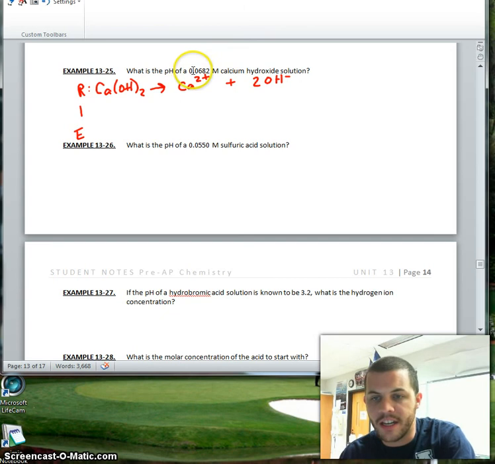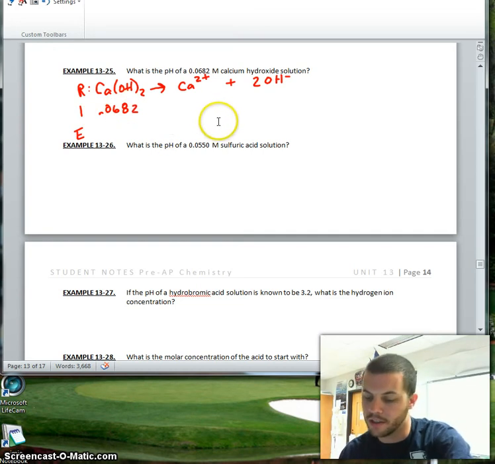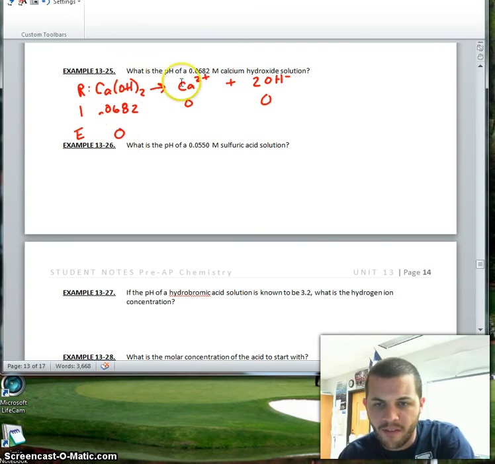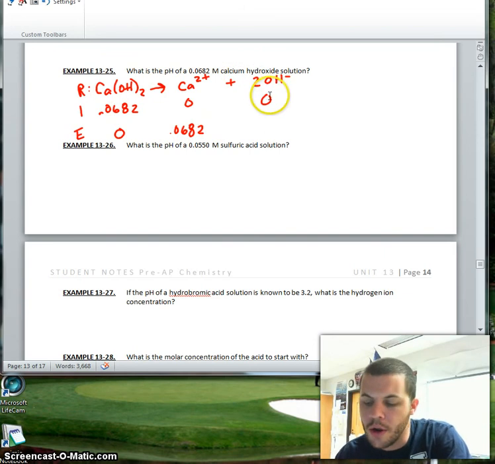I know that my initial concentration of calcium hydroxide is 0.0682 molar, and my initial concentration of these other two is 0 and 0. So now I'm going to say, well, if this is a 1 to 1 to 2 ratio, I know that it's a strong base, so this is going to be 0. Okay, since I've got 1 to 1 right here, that means that this is going to be 0.0682.